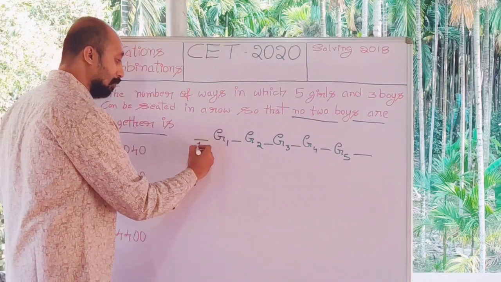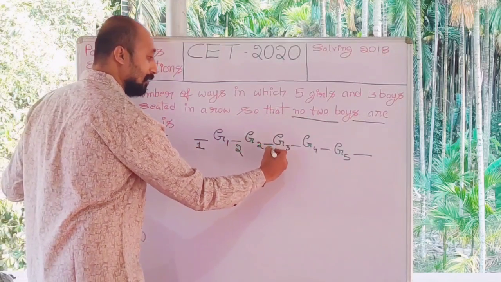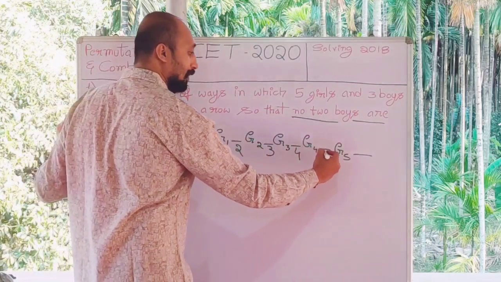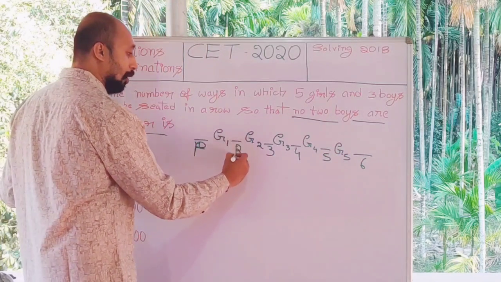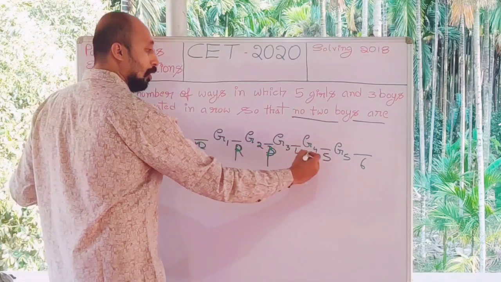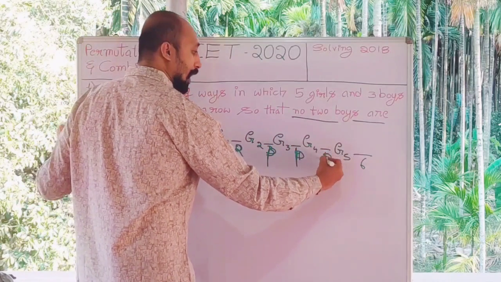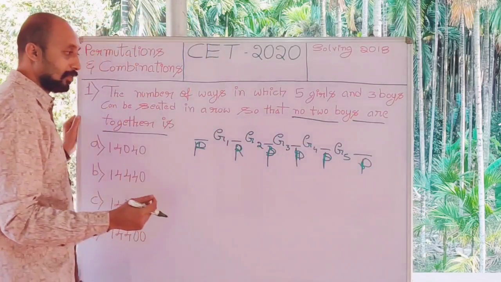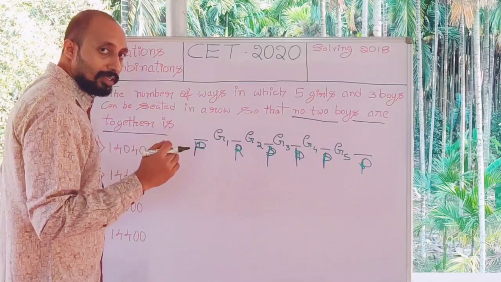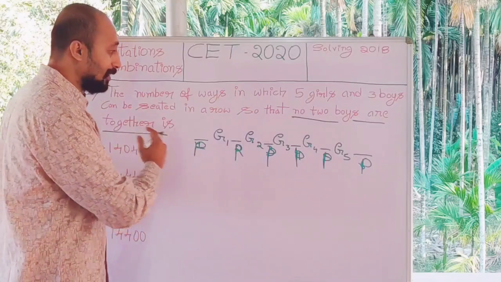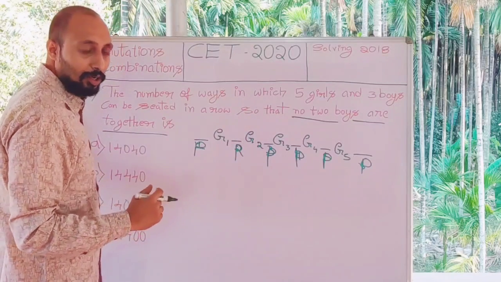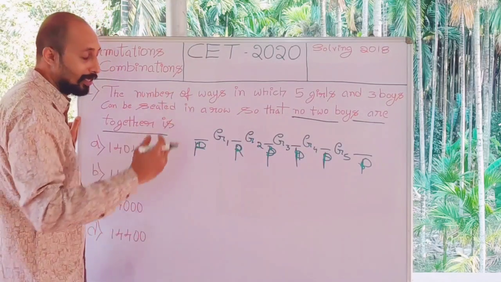See, this is the first place, this is the second place, this is the third place, this is the fourth place, this is the fifth place, this is the sixth place. Do you understand? These are all places I am saying. So there are 6 places accommodating boys with the condition that no 2 boys are together. When they are sitting in these 6 places, they are not together. Between them, there is at least 1 girl.